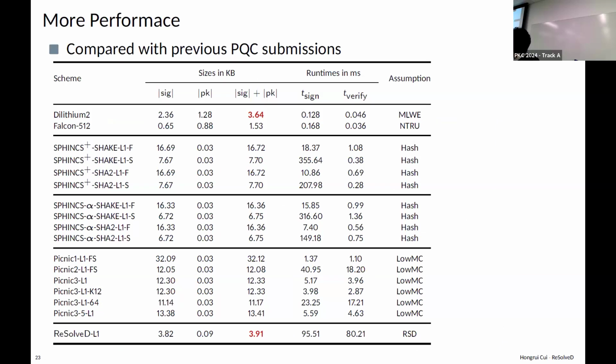In this slide, I want to show that in terms of signature plus public key size, our performance approaches the performance of Elysium. But once again, since our implementation is currently a bit rudimentary, the runtime is significantly worse than this.